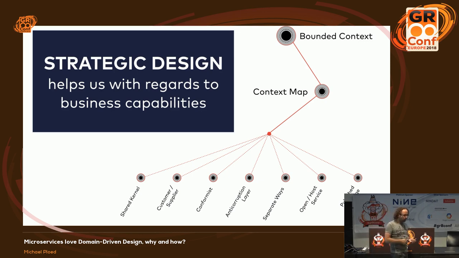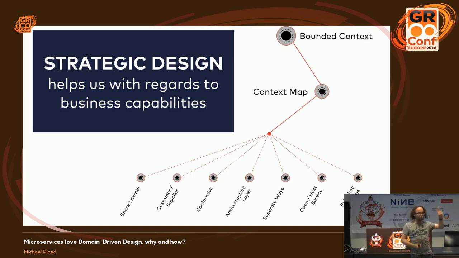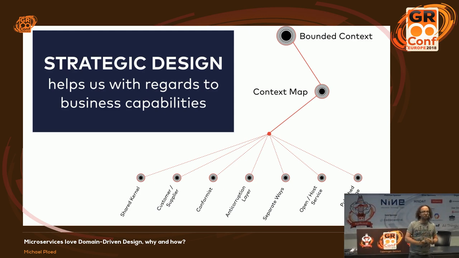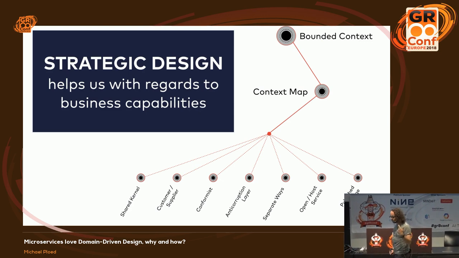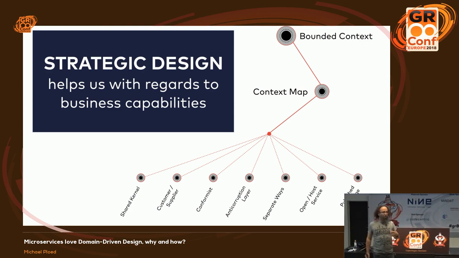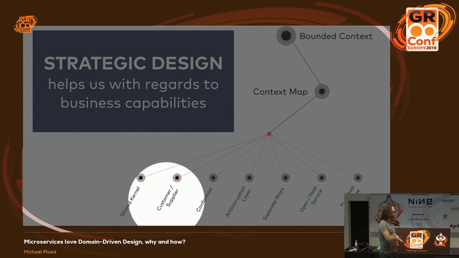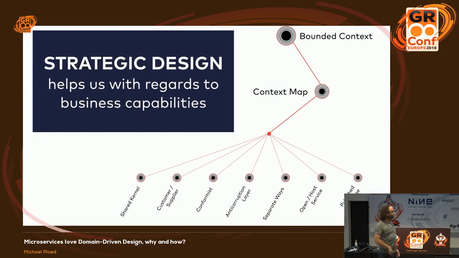Strategic design offers two major constructs for that. The first one is the bounded context, and the other one is the context map with all of its patterns that are part of that. Those small things down there, we will look into later on, but they are related to the context map. But first of all, I think it's a good idea to take a look at the bounded context.